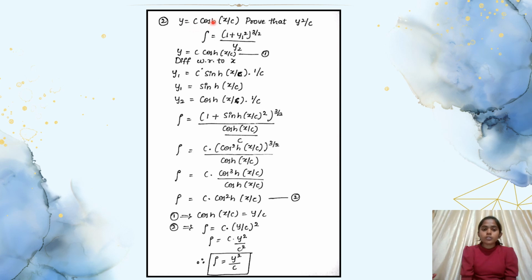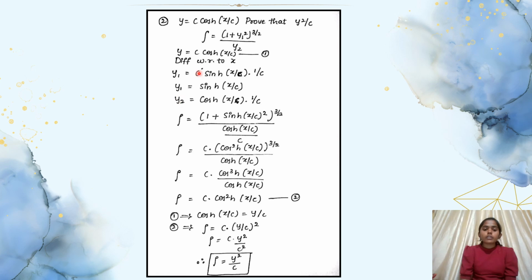Second problem, y = c cosh(x/c). Prove that rho = y²/c, by using the formula rho = (1 + y1²)^(3/2) divided by y2. y = c cosh(x/c), equation number 1. Differentiate with respect to x. y1 = c sinh(x/c) into 1/c. C cancel. y1 becomes sinh(x/c). Differentiating y1 with respect to x, y2 = cosh(x/c) into 1/c.